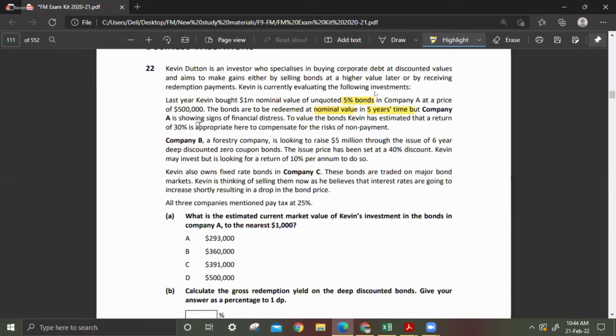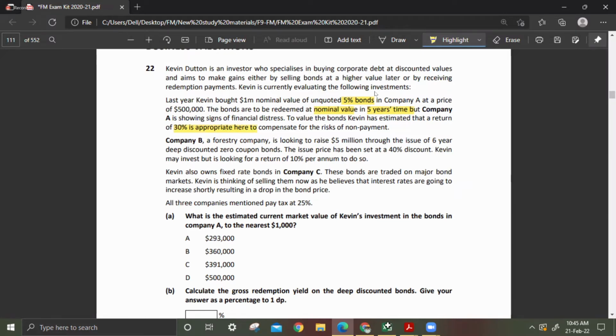How much is the investors wanting? What is the interest rate that they want? To value the bonds, Kevin has estimated that the return of 30% is appropriate here. So they want 30% return. So what happens over here? In your present value table, it is only from 1 to 20%. That's the reason in my regular sessions, I teach students how to calculate the discount factors and annuity factors in your calculator itself, because now they're asking for 30%.